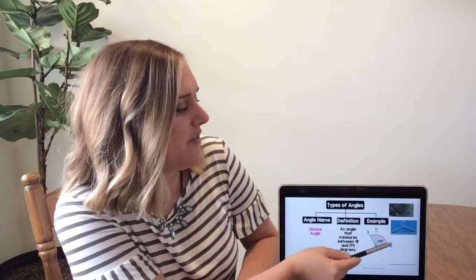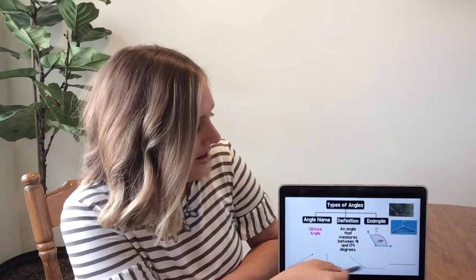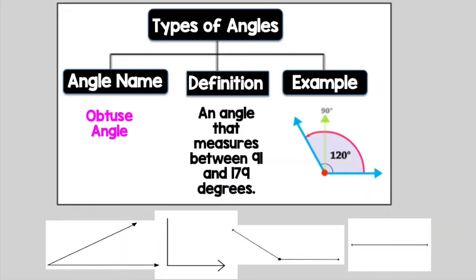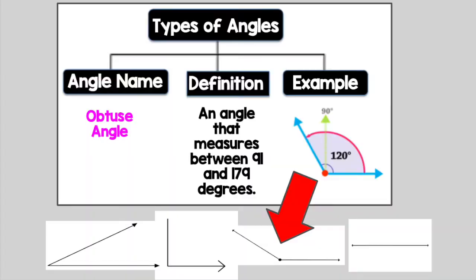And so this example I've given you here shows an angle that is bigger than 90 degrees. This one is 120 degrees, and so that would be an obtuse angle. So looking down here on our angles, which looks to be like an obtuse angle? If you were thinking this one, you are so smart, smarty pants.